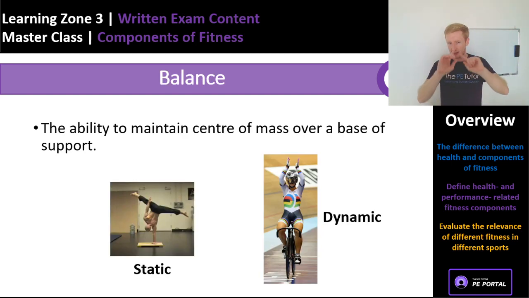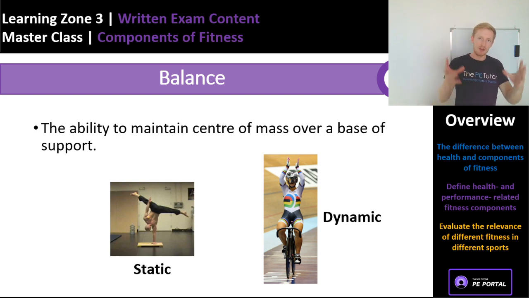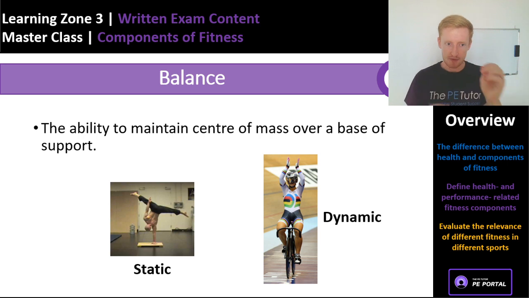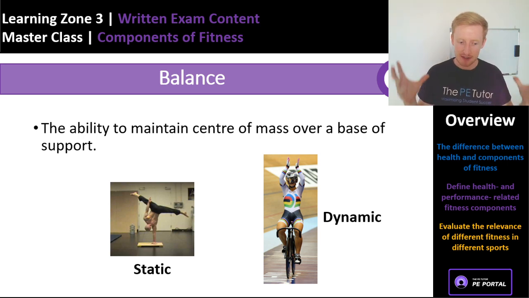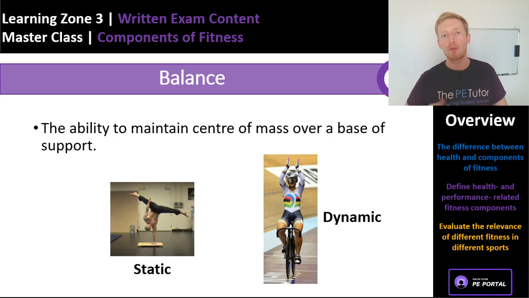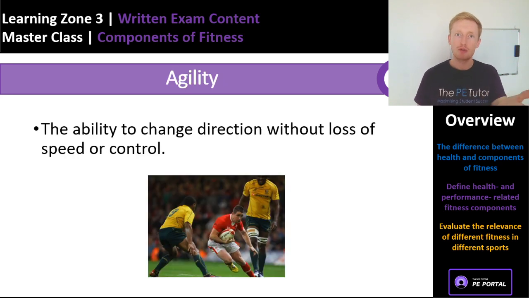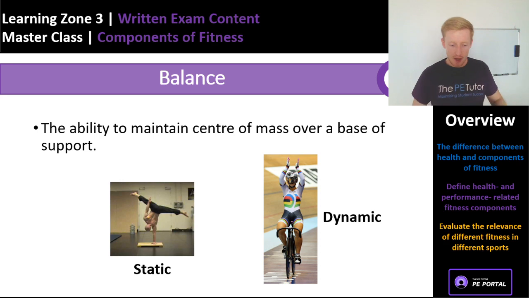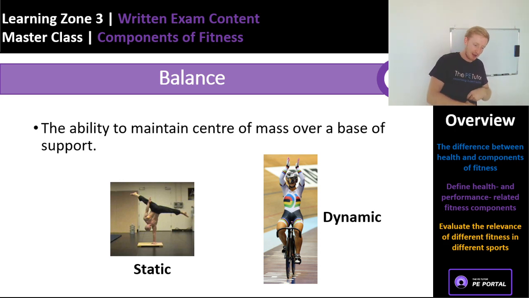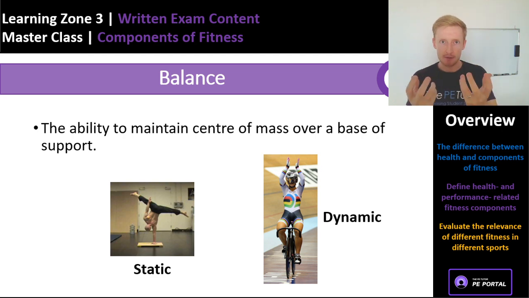Balance. Now, I didn't mention it before, but there are two types: static and dynamic. Both still refer to that idea of centre of mass over base of support. Static is when we're stationary. Very important for things like gymnastics and aesthetically pleasing events. Dynamic is when we're on the move. So linked very closely to agility, where we're changing direction without loss of speed or balance. So dynamic balance, maintaining an awareness of where our centre of mass is, where our base of support is, and always keeping them correlated.